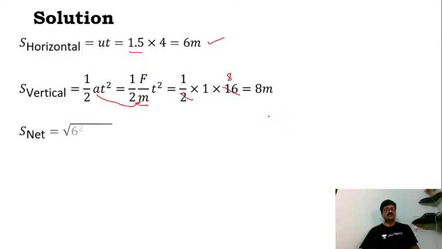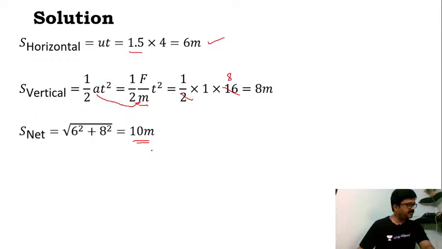Yes, vertical. So therefore net displacement is the square root of S horizontal square plus S vertical square. So that is square root of 6 square plus 8 square, that is root of 100. That should be 10 meter here. So I hope this part is clear to everyone.